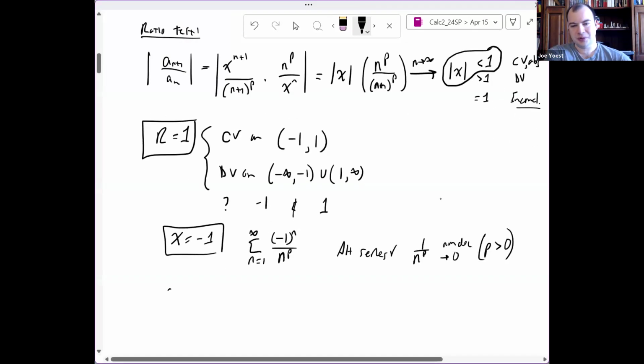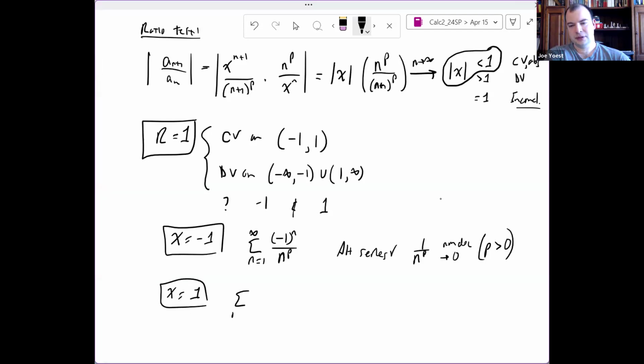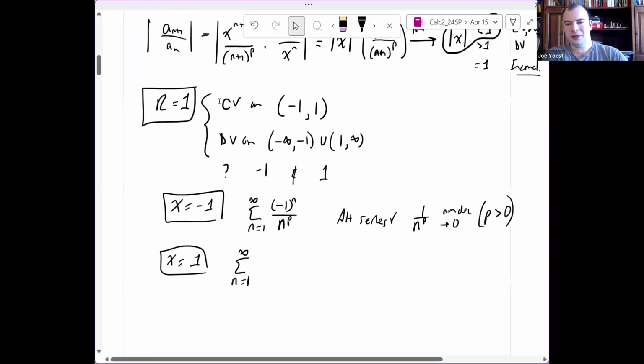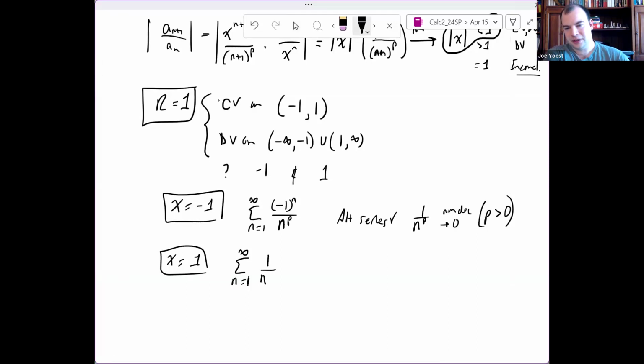My other special case was x equals plus 1, which gives me the sum from n equals 1 to infinity of 1 to the n over n to the p, or just 1 over n to the p. Well, this is a p-series. It converges if and only if p is bigger than 1.